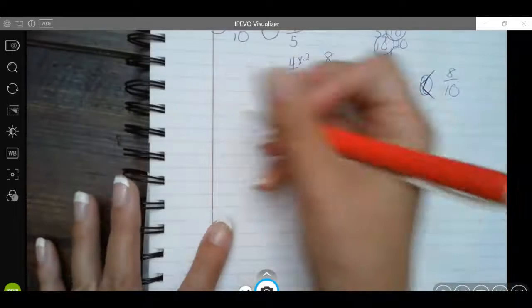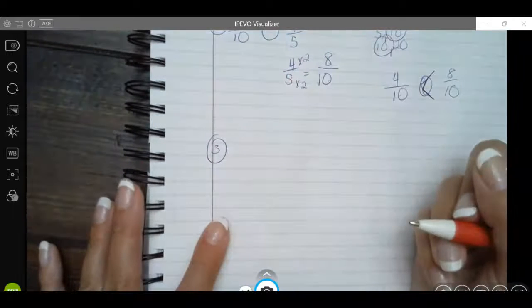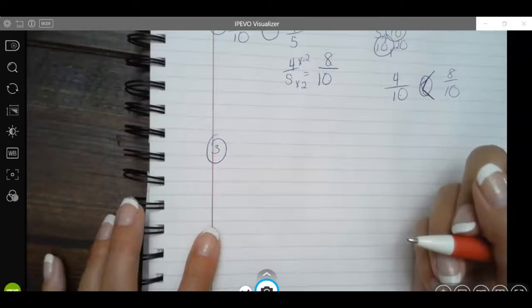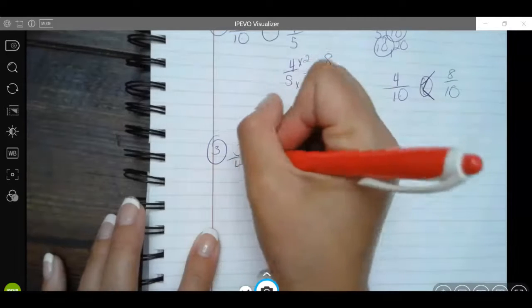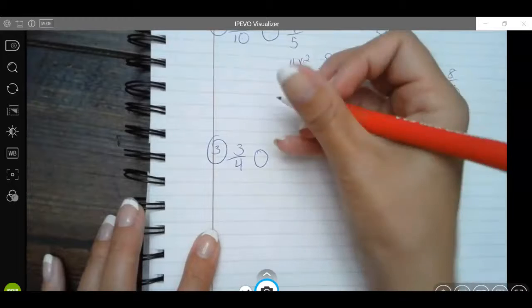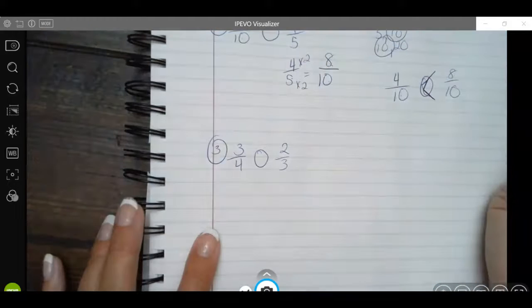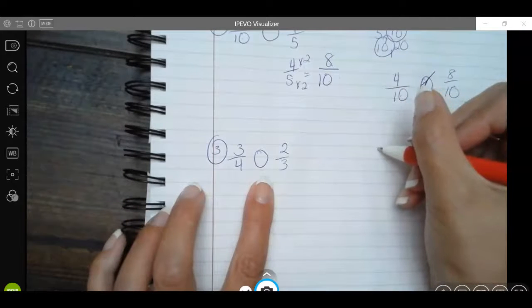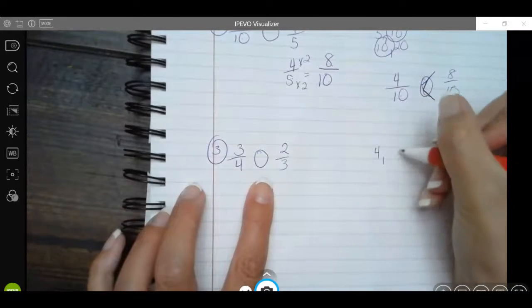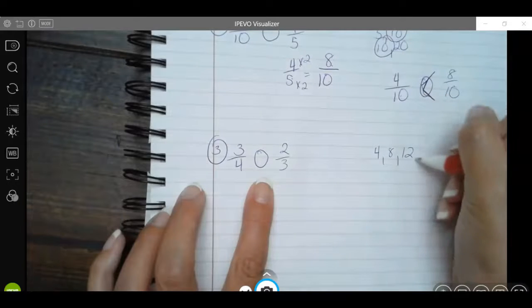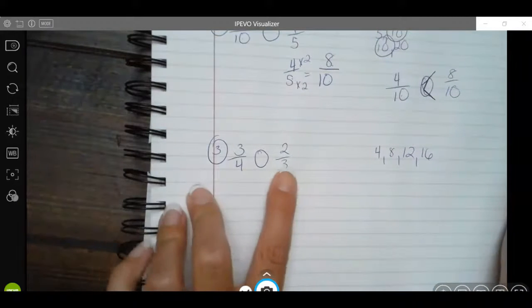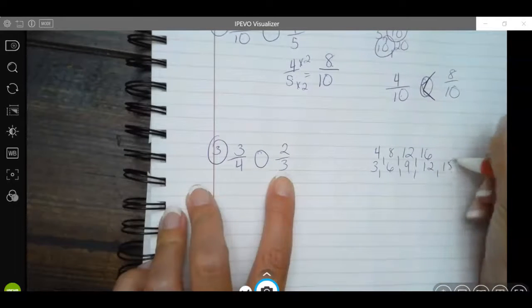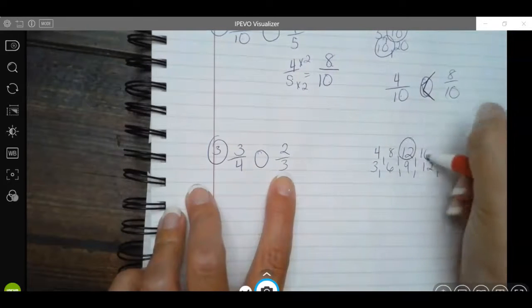Do one more. Number 3. Let's do 3/4. Compare that with 2/3. Okay? Let's skip count so we can find our least common denominator. So let's skip count by 4, 8, 12, 16. Okay? Now let's skip count by 3. 3, 6, 9, 12, 15. What's our least common multiple? It's going to be 12.